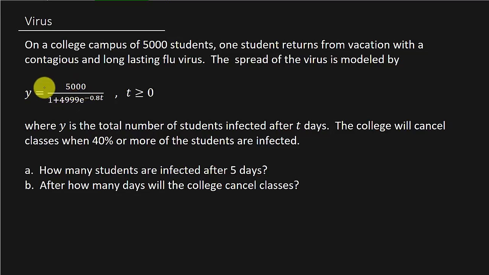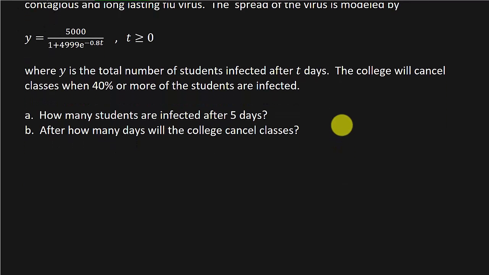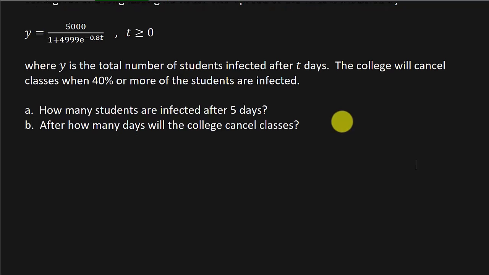are infected. The college will cancel classes when 40% or more of the students are infected. So for part A, how many students are infected after 5 days? And part B, after how many days will the college cancel classes? That'd be good to know when we want to cancel the classes. Get kind of an estimate. All right, so let's take a look at part A.